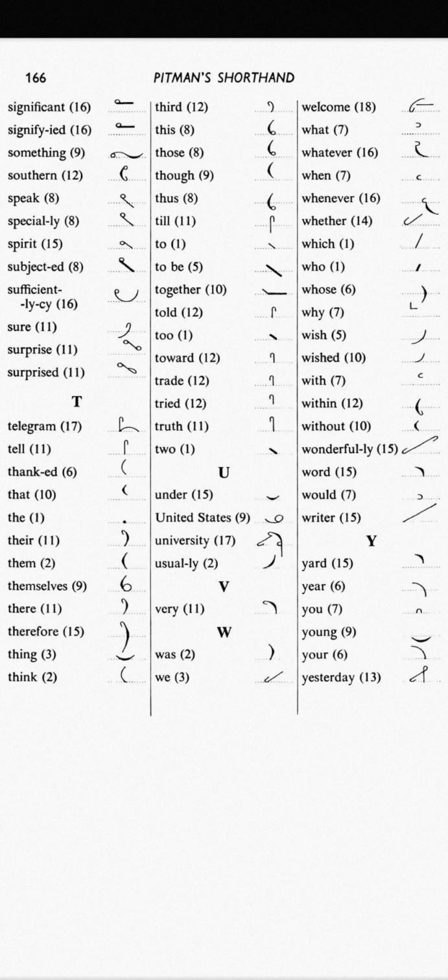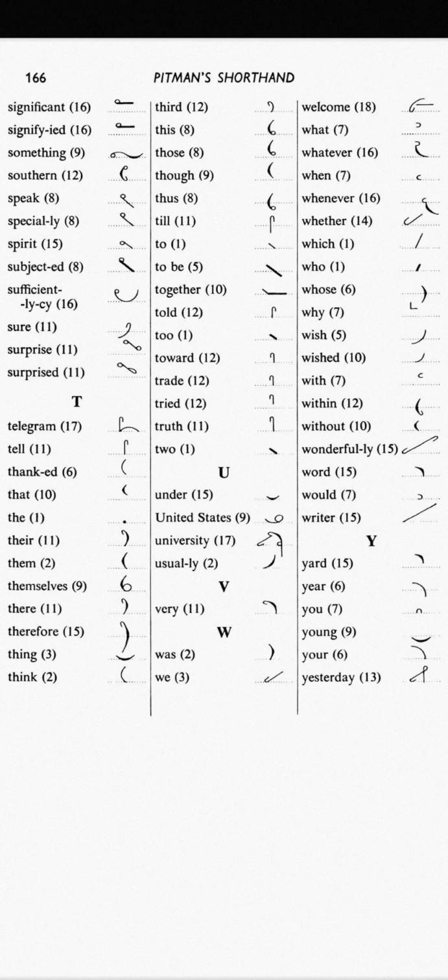Ish stroke through the line with R hook for sure. SPR with S circle above the line for surprise. SPR with ST loop above the line for surprised. T with L hook with M stroke on the line for telegram. T with L hook on the line for tell. Ith stroke above the line for thank or thanked.